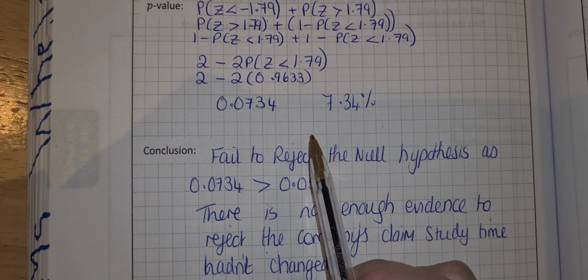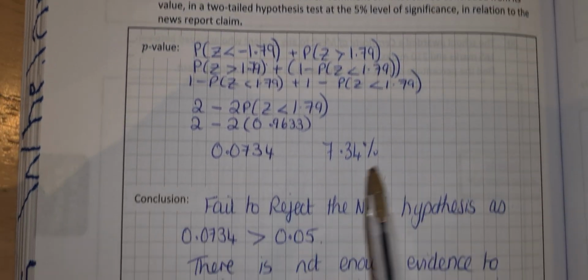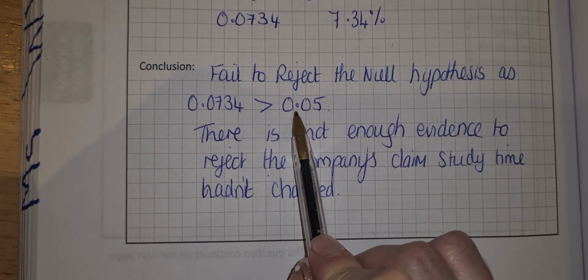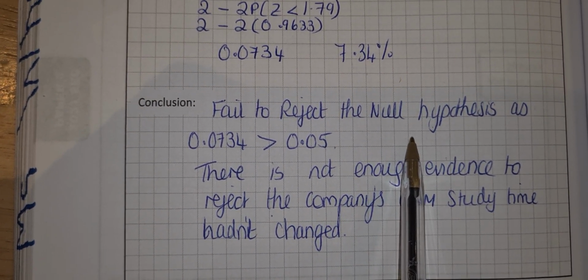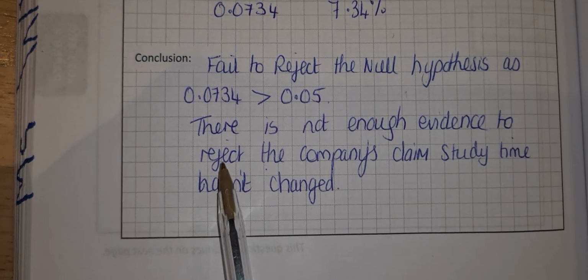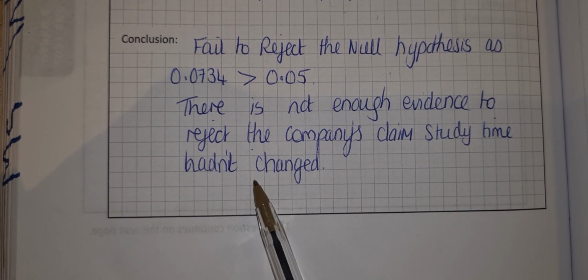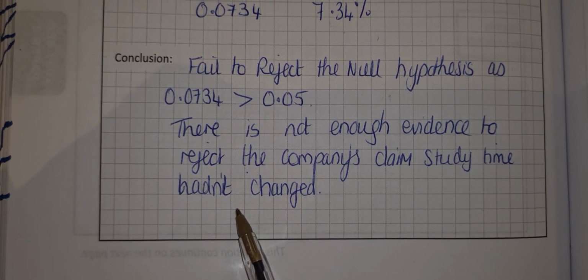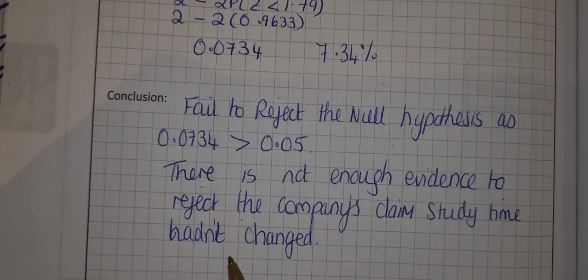Now, if your p-value is greater than your significance level. My significance level was 5%. So the fact that 7.34% is greater than 5% means you would fail to reject the null hypothesis, which means you would be accepting the company's claim. So there is not enough evidence to reject the company's claim that study time hadn't changed. We can't reject it, which means we're accepting the fact that the study time still remains on average at 21 hours per week outside of class time.